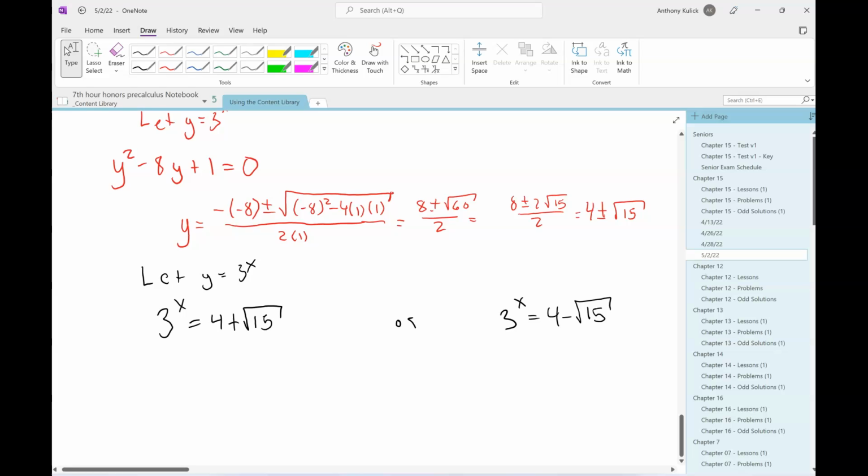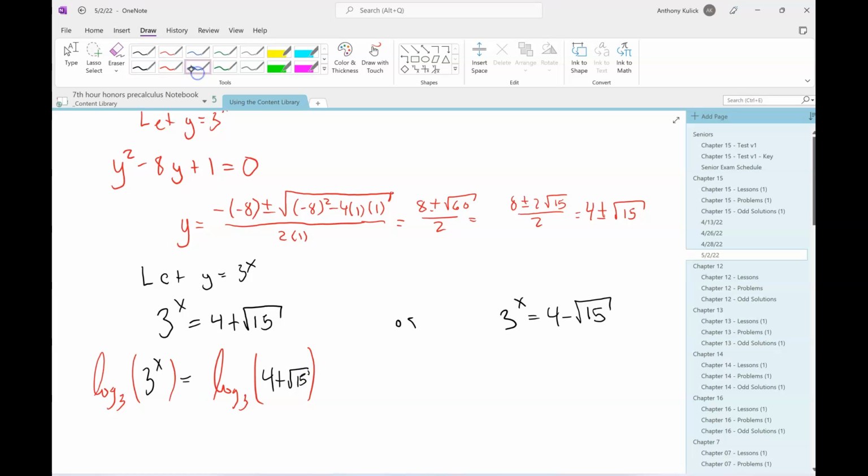John, log of both sides. Fantastic. Which log should I use? Log base 3. I want it to match the base of my exponential. And I only want that because it makes the solving the easiest. You could use any log here, but it gets kind of yucky if you just do any old log.